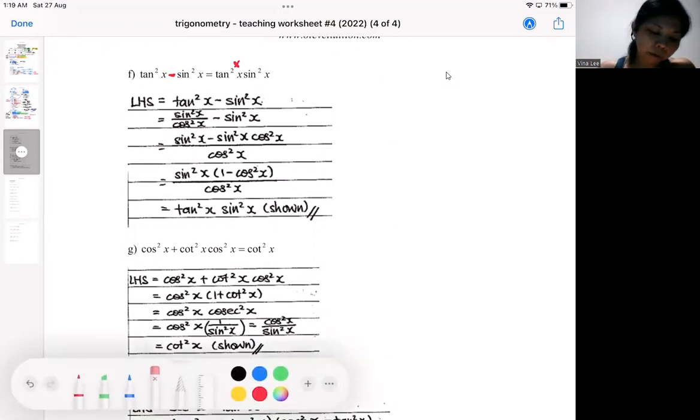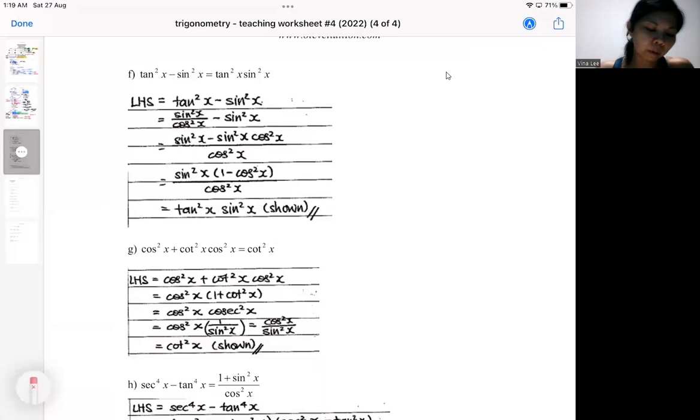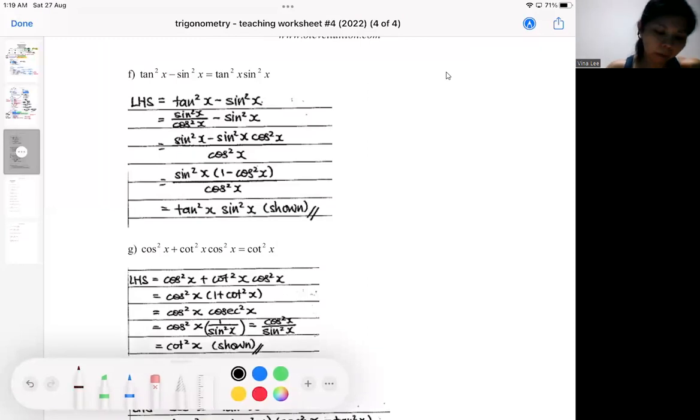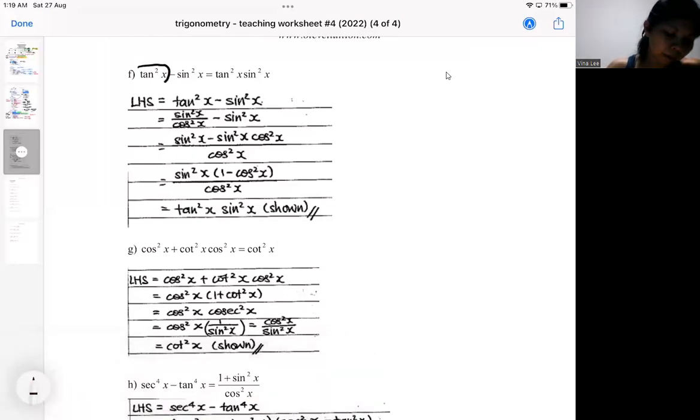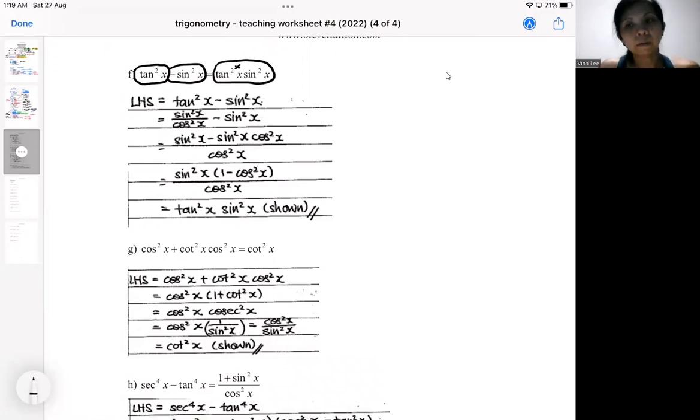Some will also be thinking, so which one is the more complex side? To me, the more complex side will be the one that has two terms. So this is called two terms. Multiplication is considered one term. So you should start from two terms, so you should start from the left side.